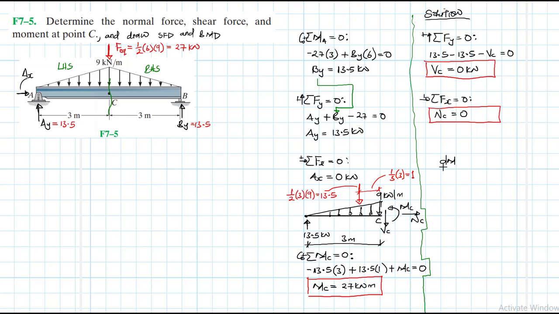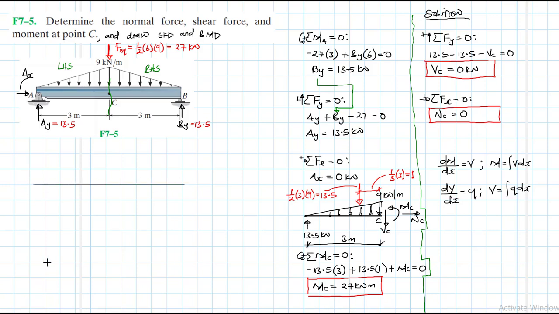So the rate of change of moment with respect to x is equal to shear, and therefore moment is equal to the area under the shear diagram or the shear loading. And the rate of change of shear with respect to x is equal to Q, which is the distributed load, and therefore shear is also equal to the area under the load diagram. Right.